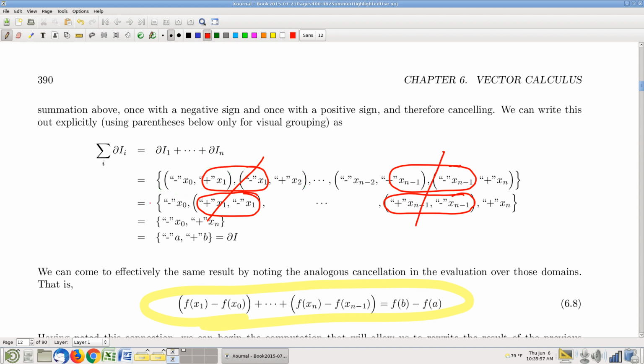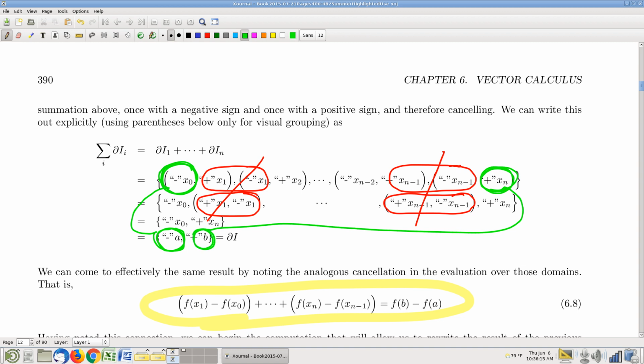And notice all that is left is a negatively oriented x0, otherwise known as a, and a positively oriented xn, otherwise known as b. Namely, I get exactly the boundary of the entire interval. All right, so I hope that, maybe not the exact presentation, but you all have heard this described as a telescoping sum, I think, right? So this sort of algebraic phenomenon you've seen before.